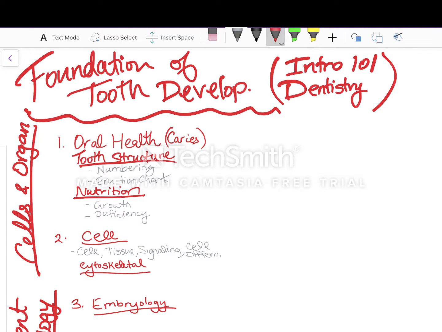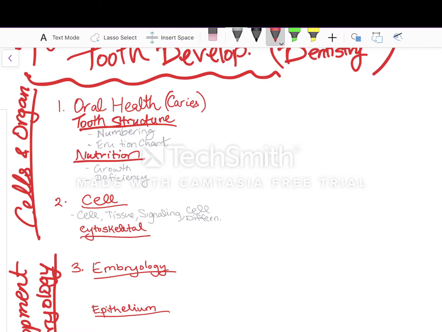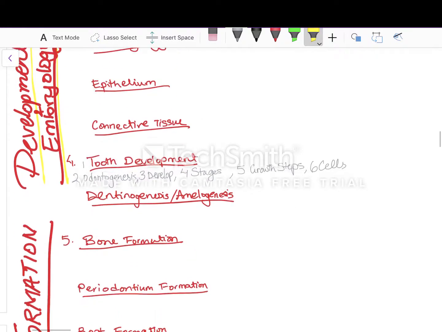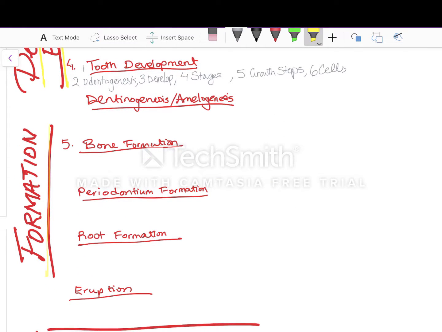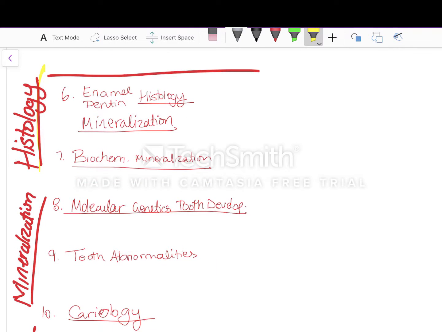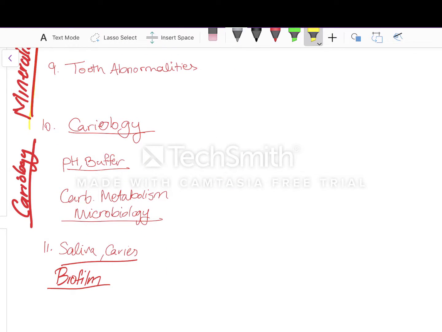So we will talk about the basic principles of tooth development, starting with, as you can see, the cells and organs. Then we'll talk about the development and the embryology. Then we talk about the formation of the tooth and all the surrounding tissue. And then we will discuss a little bit of histology, what we can see those cells doing under the microscope. Then we will talk about the mineralization component of tooth development. Then finally, cariology, our final end product.